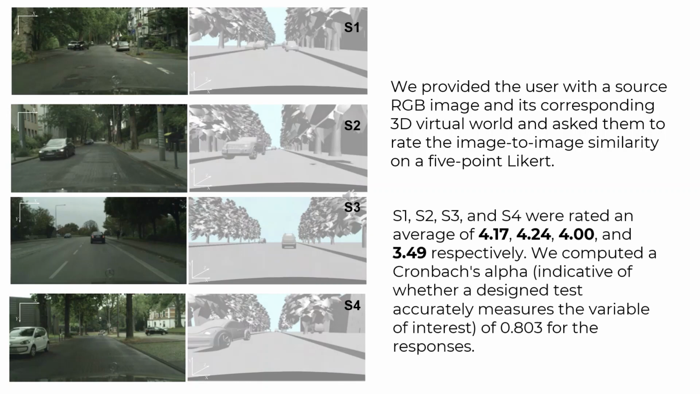In our second user study, we provided the user with the source RGB image and its corresponding 3D virtual world and asked them to rate the image-to-image similarity on a 5-point Likert scale. Images S1, S2, S3, and S4 were rated an average of 4.17, 4.24, 4.0, and 3.49 respectively. We computed a Cronbach's alpha, which is indicative of whether a test accurately measures the variable of interest, of 0.803, which is a good score.